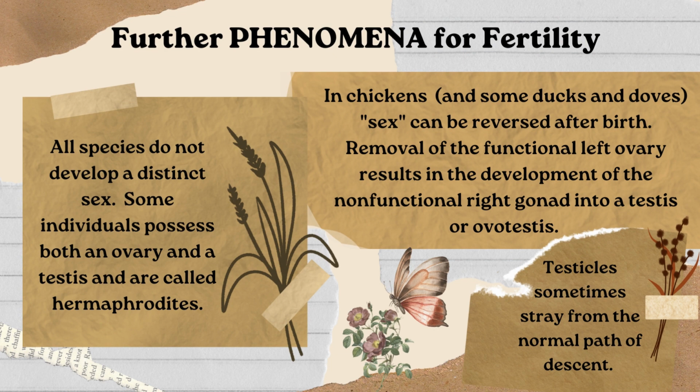Testicles sometimes stray from the normal path of descent. In humans, they have been found under the skin of the root of the penis and in front of the anus.